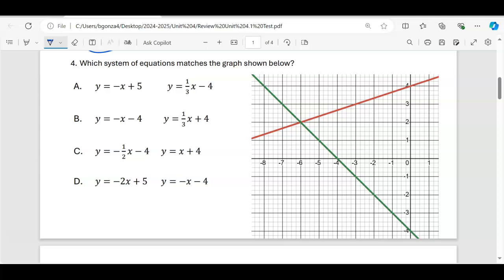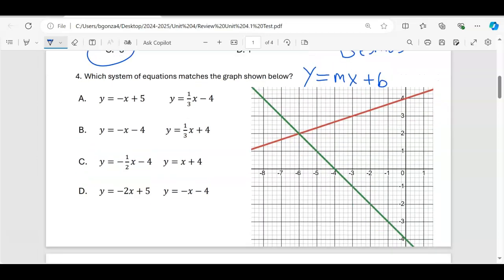B has a y-intercept of -4. Looks good. With a -1 slope. That looks good. Then the second equation has a +4. That looks good. With the slope of 1/3, up 1/3. Yeah, that one looks good. So I can already tell the answer is B by looking at it and knowing that mx plus b, right? M is the slope.